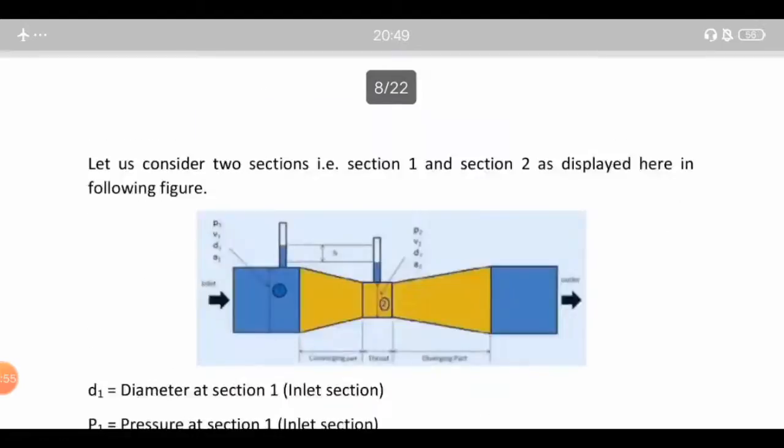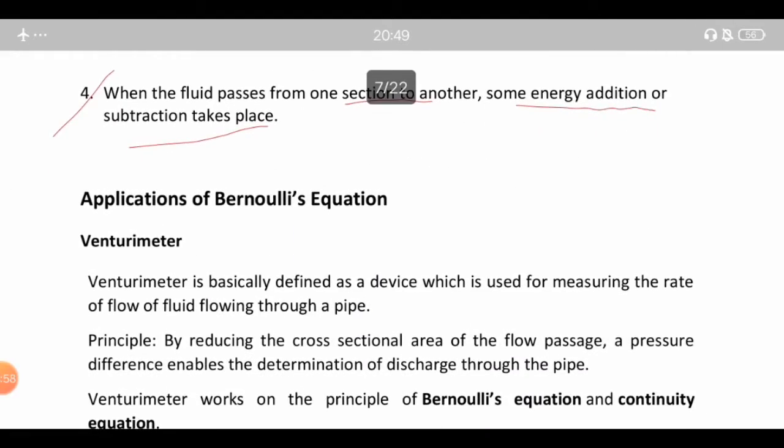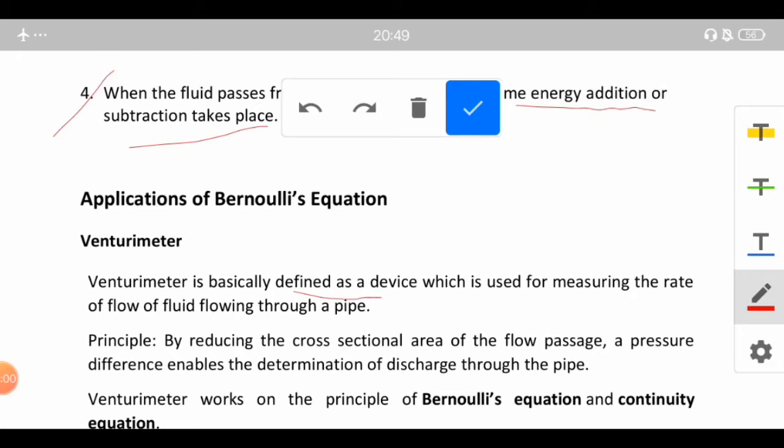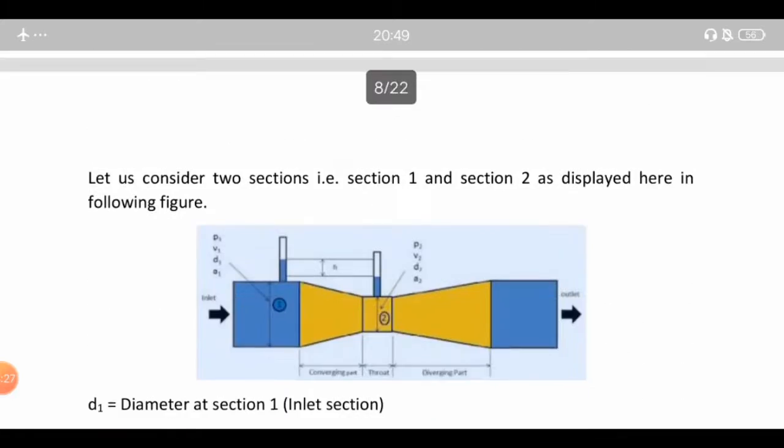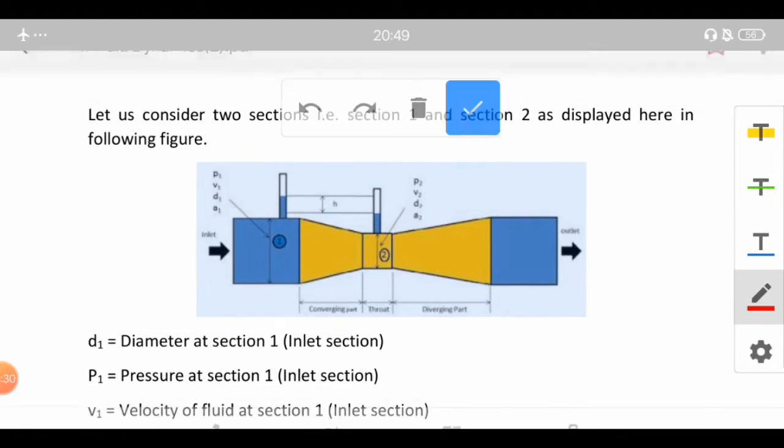So let's discuss the Venturi meter. Venturi meter is defined as a device which is used for measuring the rate of flow of fluid through a pipe. So this is simply a rate of flow measuring device, and you can actually measure the flow rate using a Venturi meter. So what is the principle? By reducing the cross-sectional area of the passage of flow, a pressure difference enables the determination of discharge through the pipe. So here you can see a diagram of a Venturi meter.